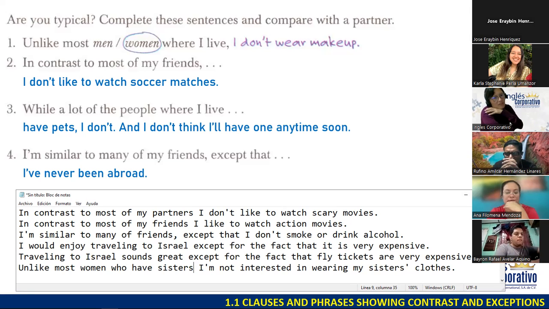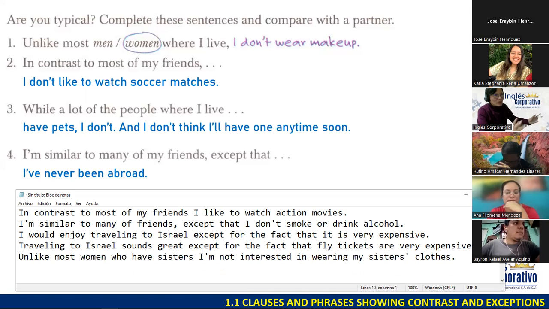What about now? ¿Qué tal hoy? Does it sound better? Okay. Yes, it's better. Unlike most women who have sisters, I'm not interested in wearing my sister's clothes. I think it happens, right? En un punto, en el otro, pero it always happens. Thank you so much, Carla.